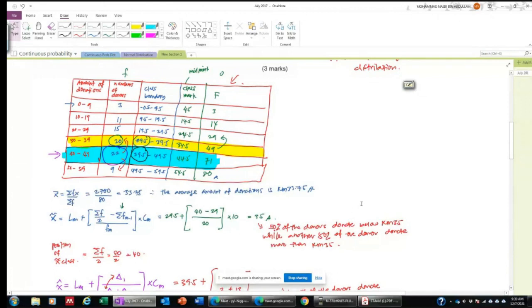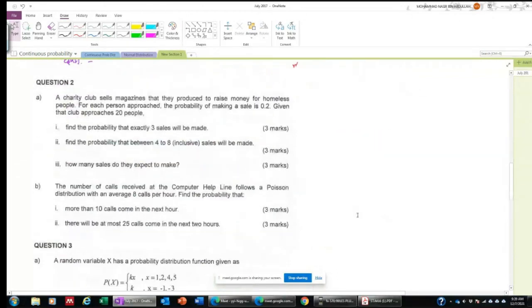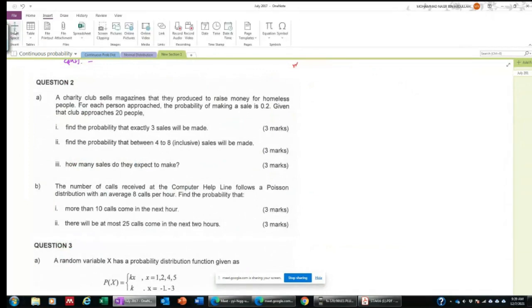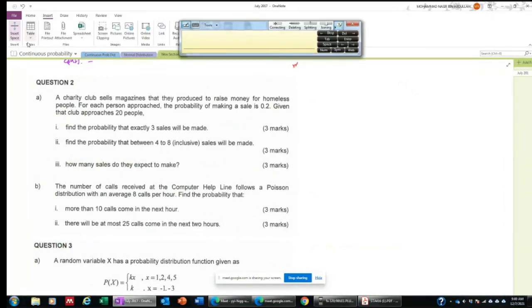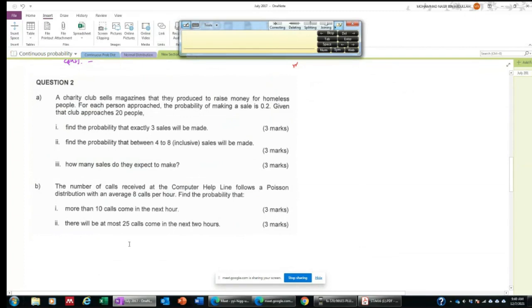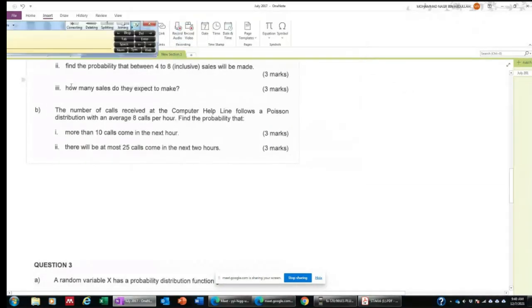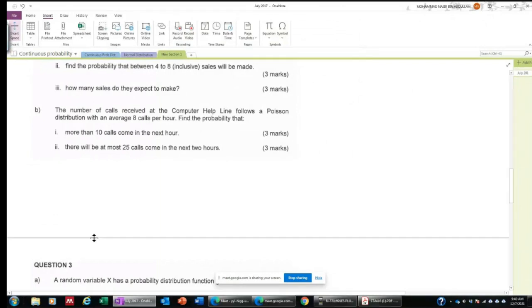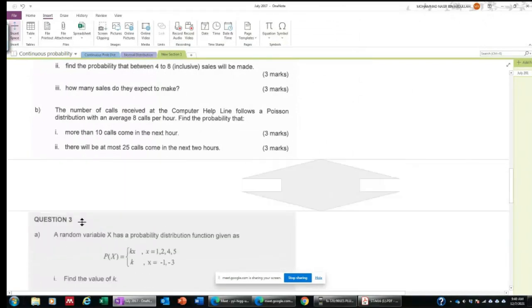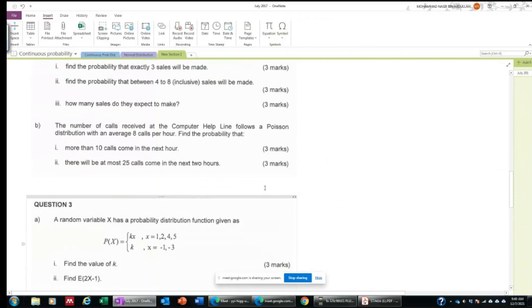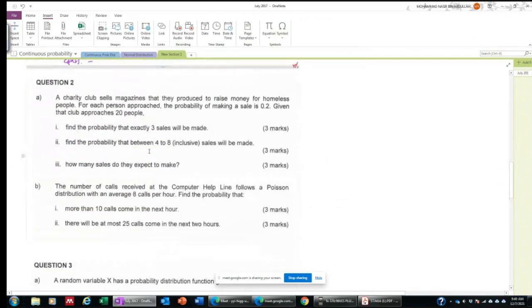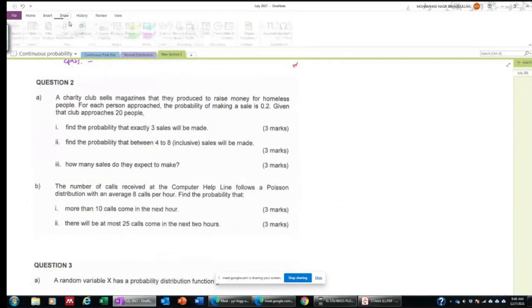Right. So next question is question number 2. So I'm using my home PC ya. This PC ni lama. Sabar ya. Okay. Kita buat tepi ni lah. Alright. So now question number 2.